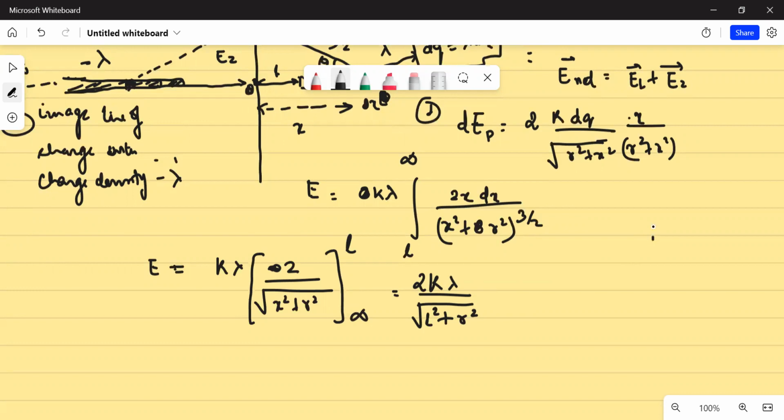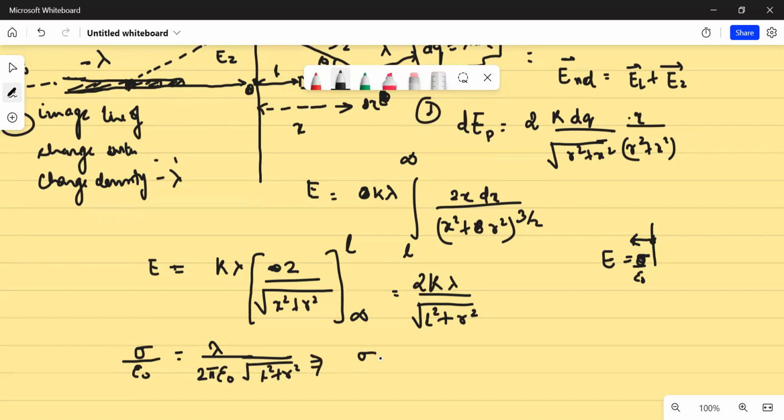And I've already told you that near a conductor, however we'll derive it someday, the net electric field in the perpendicular direction is equal to sigma upon epsilon naught. And this sigma would dictate your induced surface charge density at this particular point. So the induced surface charge density, given by sigma upon epsilon naught, can be written as lambda upon 2 pi epsilon naught root over L square plus r square. So eventually your sigma as a function of r, you can write as lambda upon 2 pi root over L square plus r square. Is that clear?